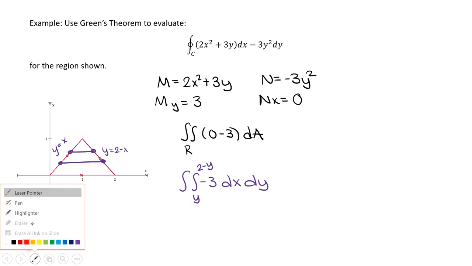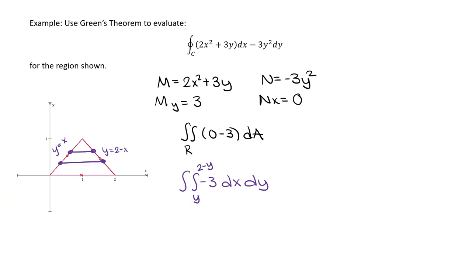I guess I kind of didn't show a step there. Because I was integrating the x's first, I had to take these equations and solve them for x. So minus x equals y minus 2. So x equals negative y plus 2. That's how I got that 2 minus y right there. Okay, and then the y values are going to go from y equals 0 to up here, y equals 1. So there's the integral I'm going to find.